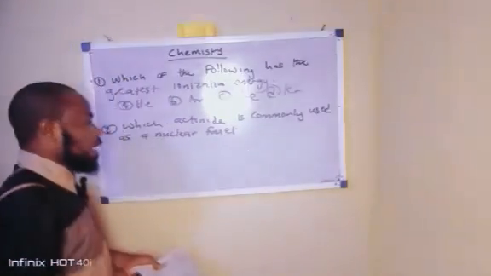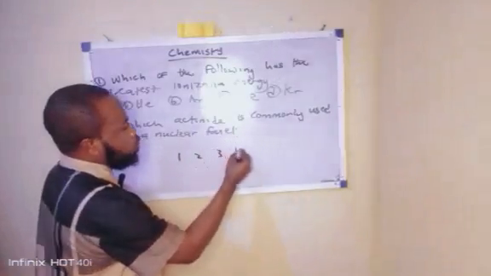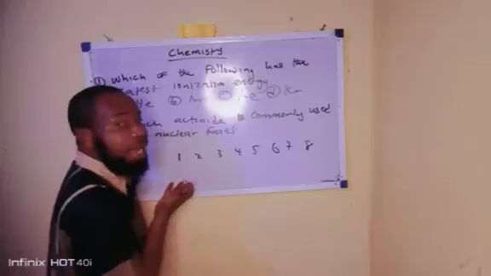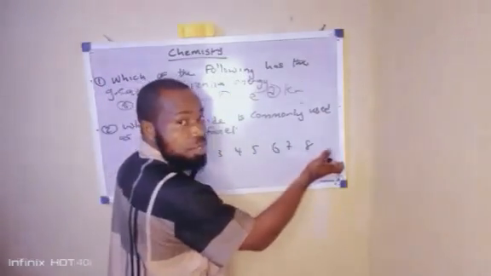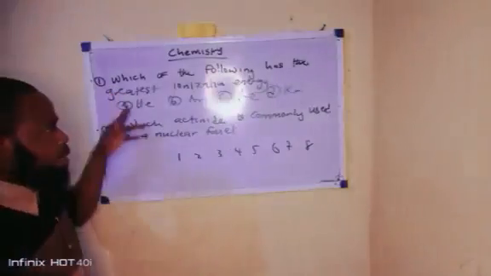That means if I'm moving from group 1 to group 2 to group 3, group 4, group 5, group 6, group 7, group 8, what's happening to ionization energy? It's increasing across the period. Now, look at the options provided.